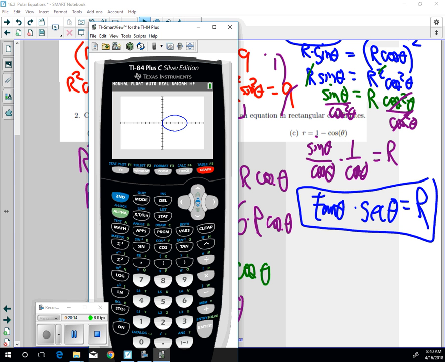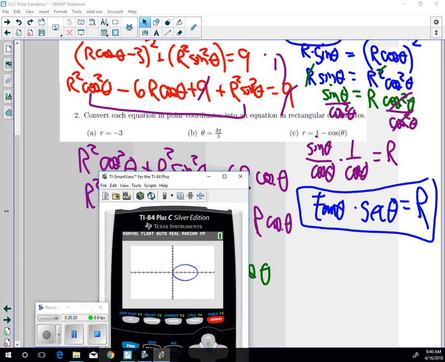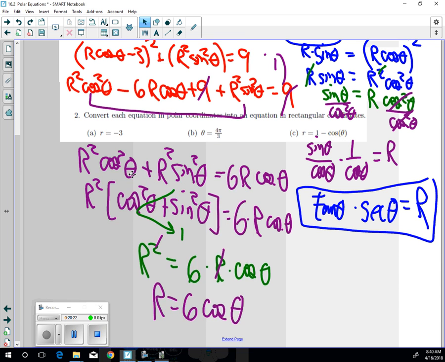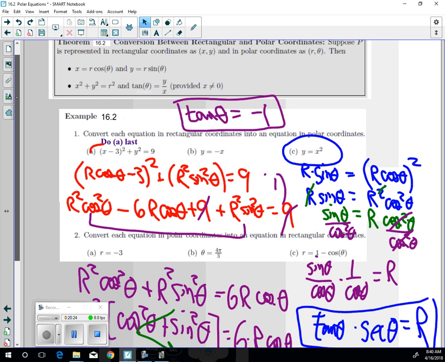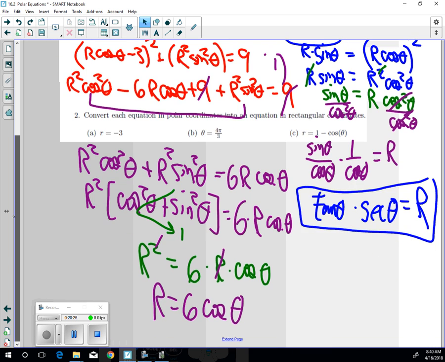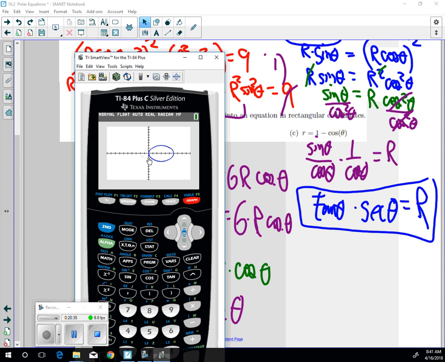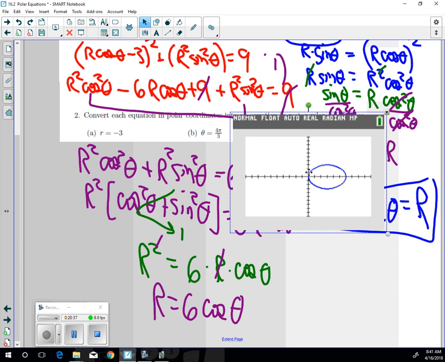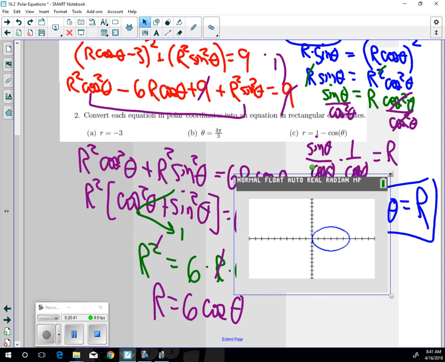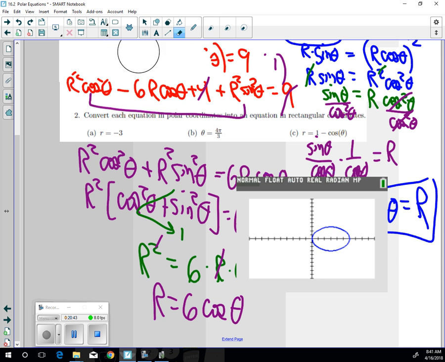It's an ellipse, and it's shoved over. The center is shoved over, it looks like 3 to the right, up 0. Oh, it disappeared. There it is. It's moved over 3. There it is. Okay, so last thing, very, very last thing, is we're going to go the other way.